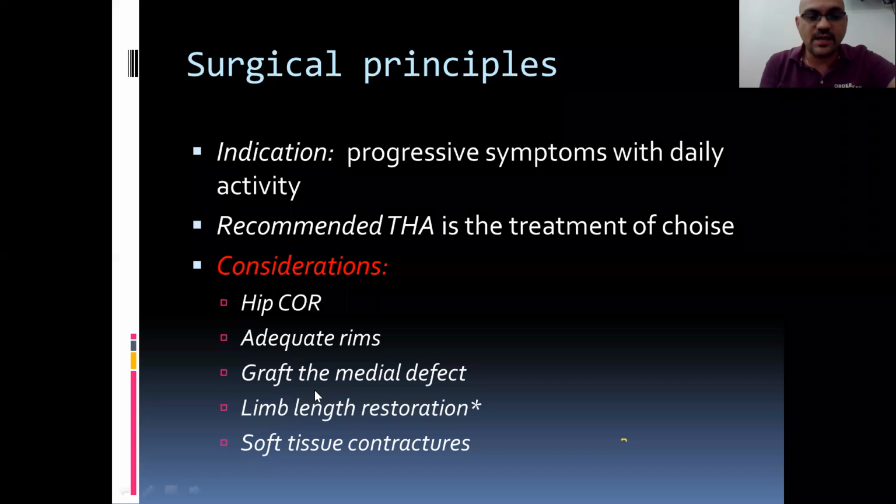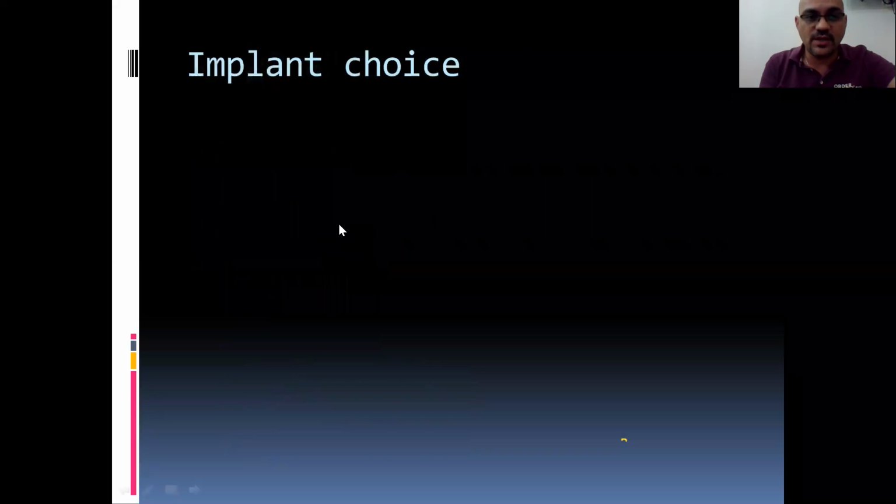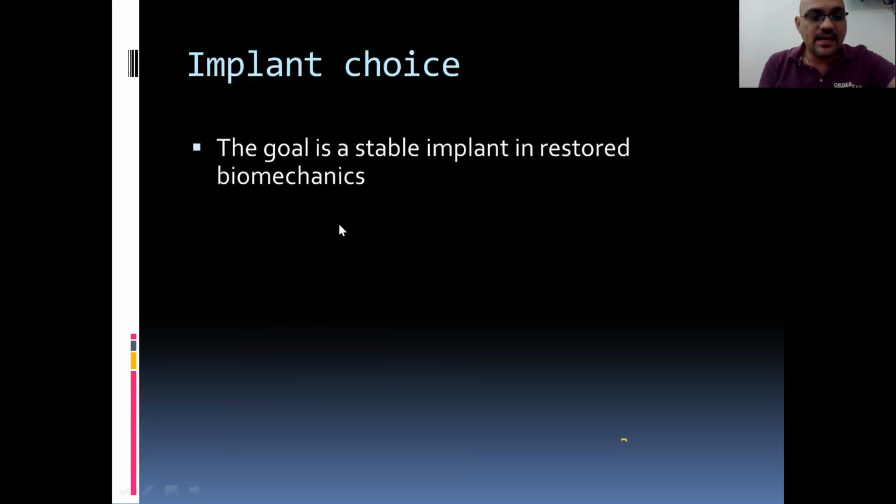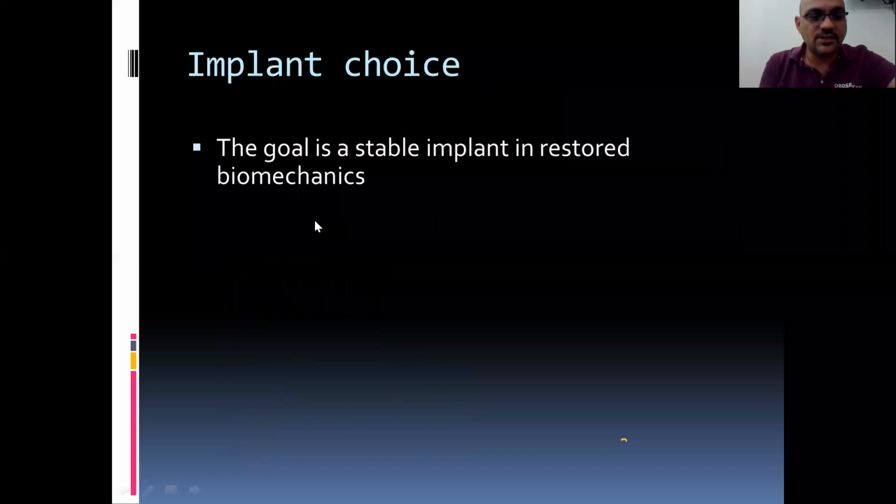Regarding soft tissue contractures, there are many, especially as adaptive changes occur. So you can do serial and regular releases of the soft tissue, and you will see that later.